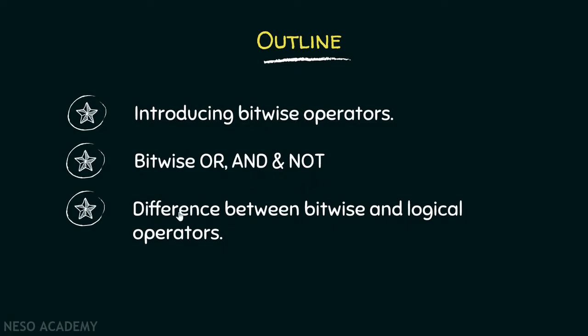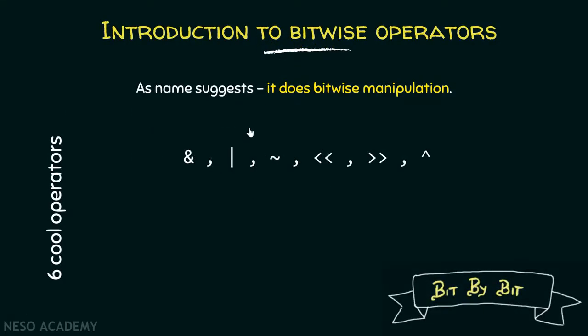Then we will have a discussion about the difference between bitwise and logical operators, as this is one of the most confusing topics of all time. Let's try to understand what are bitwise operators. As the name suggests, it does bitwise manipulation. Now, what is the meaning of bitwise manipulation? We will talk about this concept later in this lecture. Right now, we will focus on different types of bitwise operators available in C language.